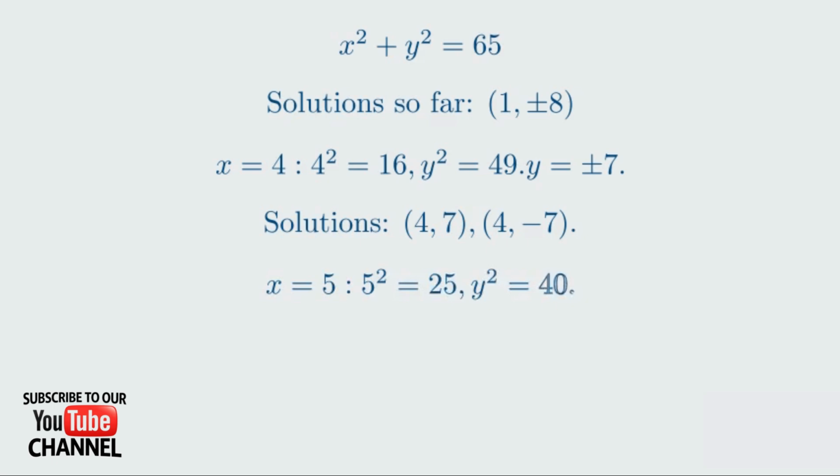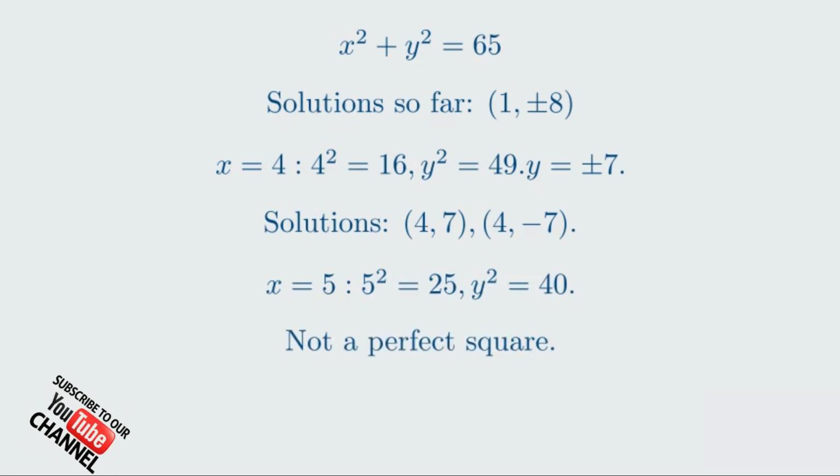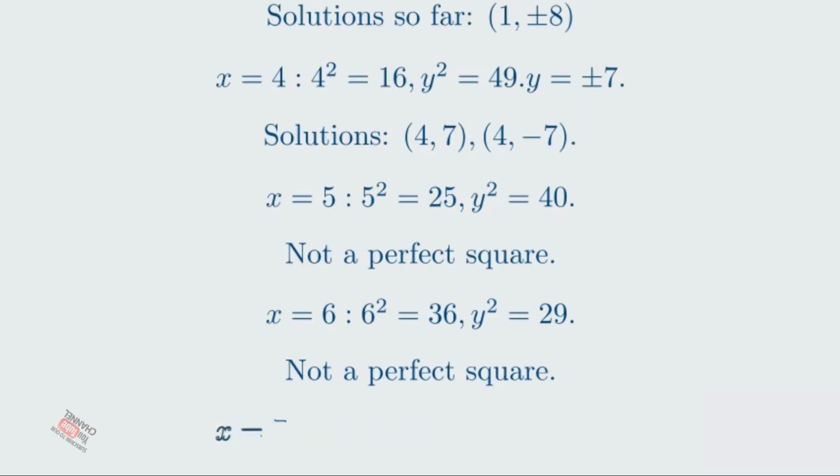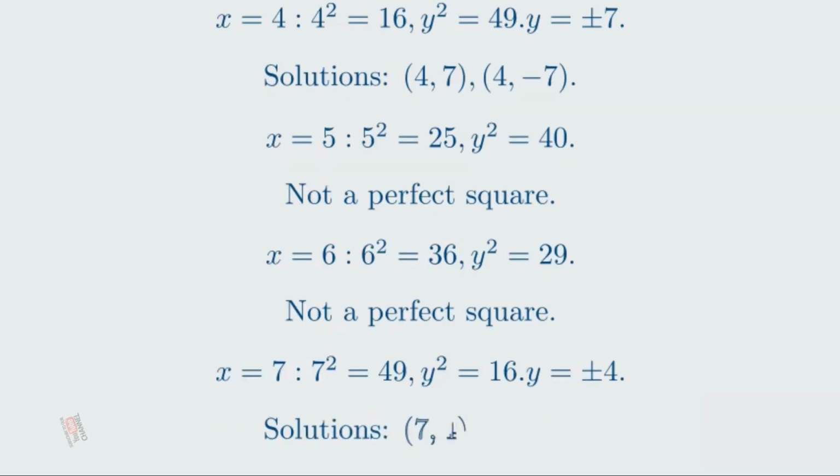If x is 5, x squared is 25. Y squared is 65 minus 25, which is 40. Not a perfect square. If x is 6, x squared is 36. Y squared is 65 minus 36, which is 29. Not a perfect square. If x is 7, x squared is 49. Y squared is 65 minus 49, which is 16. The square root of 16 is 4. So, if x is 7, y is plus or minus 4. Our solutions are (7, 4) and (7, minus 4).